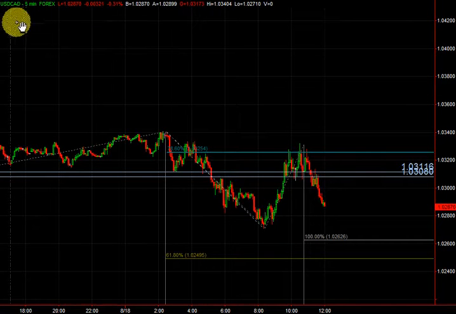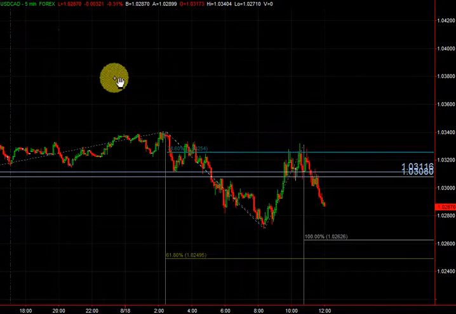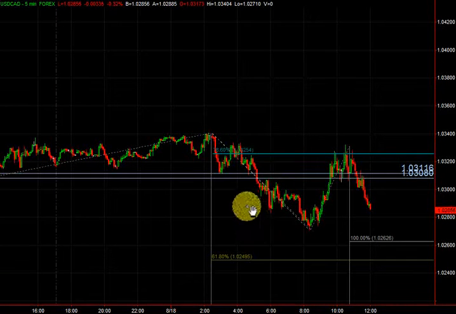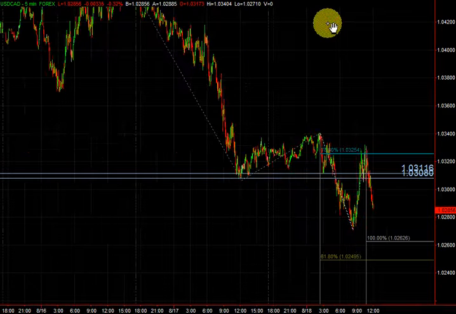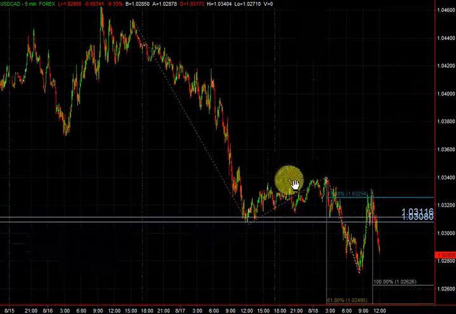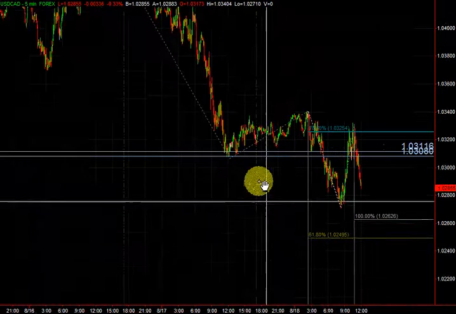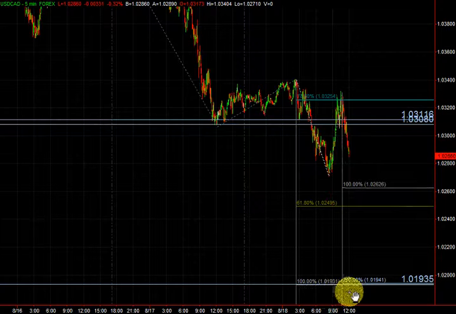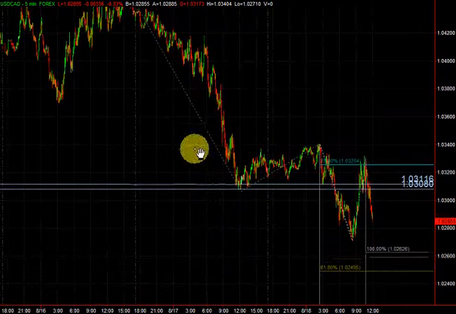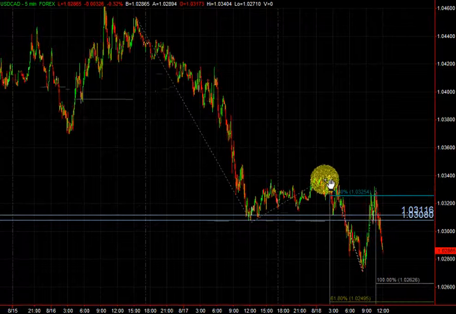We chose the Canadian dollar because it was the strongest out of all the different pairs and of all the different currencies, and we saw that we could have a downward continuation pattern on the USD-CAD 5-minute pair, and we can expect price to go to as low as 1.0193-ish area based on an extension of yesterday's move and a retracement of today's move.